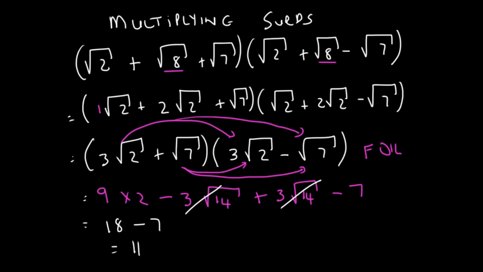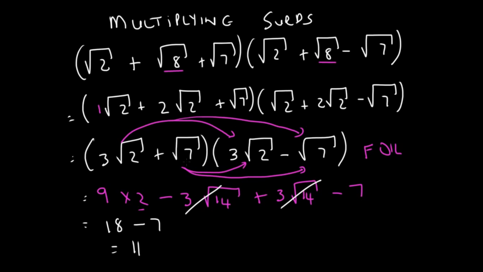So what you should pick up here is that we are going to have 3 square root 2 times 3 square root 2. It will give me 9 times 2. Remember, in the previous example, I explained to you why the square root of 3 times the square root of 3 was 3. In this case, the square root of 2 times the square root of 2 will be 2. And then we've got 3 square root 2 times negative square root of 7. And that will give me negative 3 square root of 14.